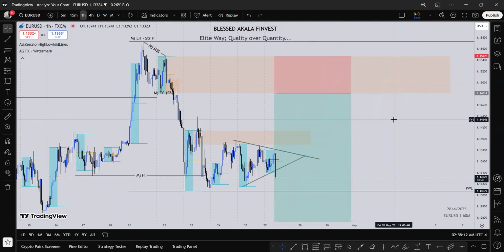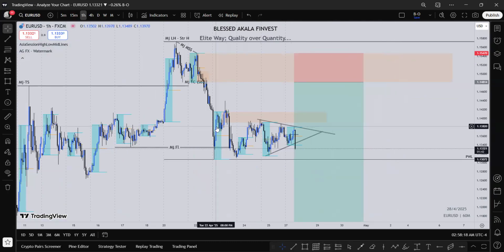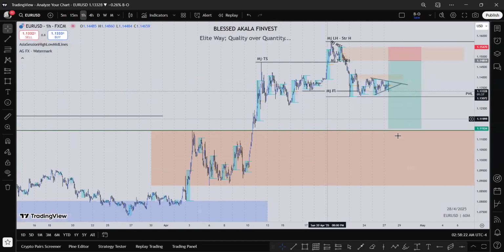But nonetheless, I'm not interested in the trade. I am not. I don't think I'm interested. So this is my trade. This is what I'm going to wait for. It's better I wait it out.